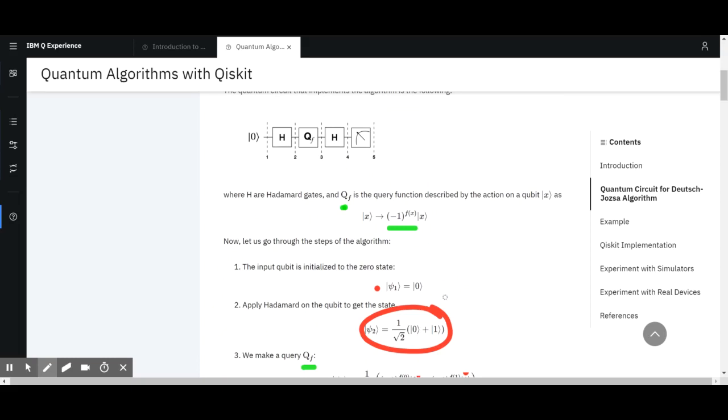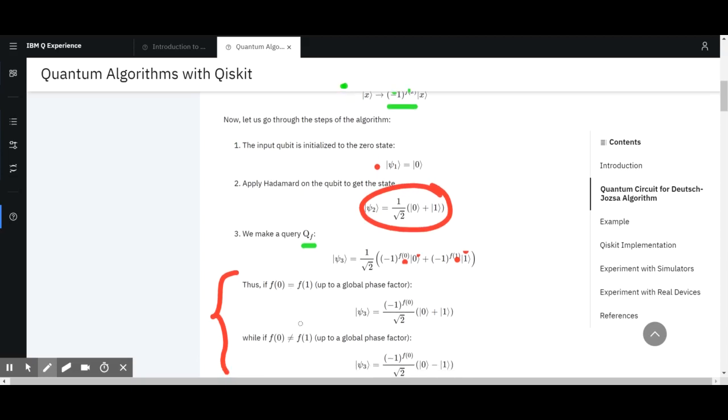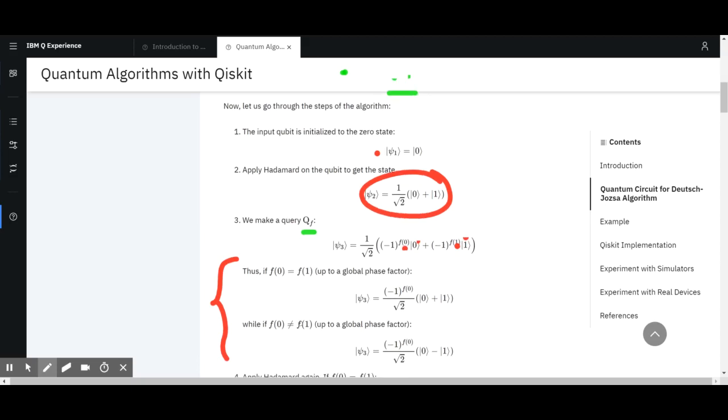The thing is, the way you apply the function is not by applying the function, but by applying it as an exponential to a -1, right? So what this is telling you mathematically is that if f0 equals f1, then you end up with this state here, and if it's unequal, you end up with this state here, right? Because here's your starting point.